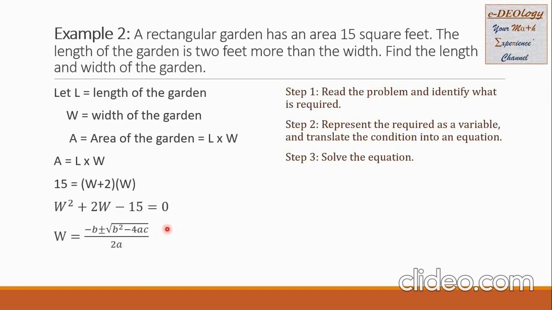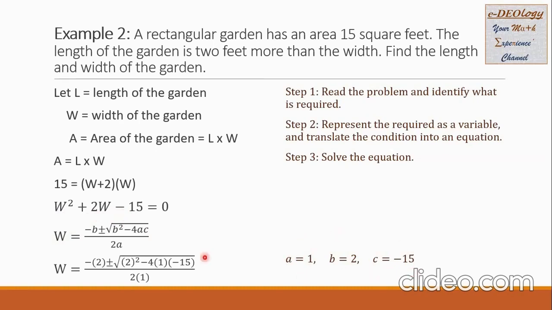The next is, we're going to write our quadratic formula. Since we're using the variable W, we will put here W. Then we will collect the values of A, B, and C. The A is the coefficient of W square, that is 1. The B is the coefficient of the W here, and that is 2. And the C is the constant, negative 15.